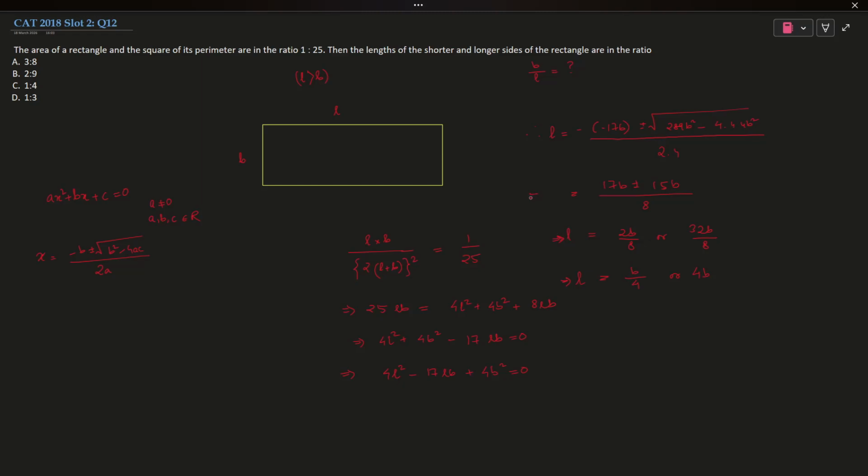So now guys, what will be b by L? From here I will get b by L is equal to 4 by 1, or b by L is 1 by 4. I know that length is more than the breadth, so this is not acceptable. This part is not acceptable. So the correct answer is 1:4. Correct answer is option C. Okay guys, correct answer is option C. Good question. Let's move on to the next question.